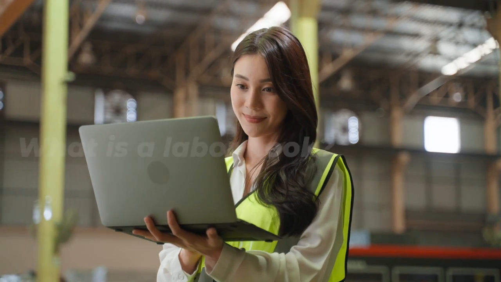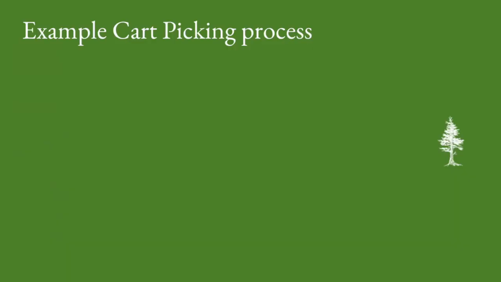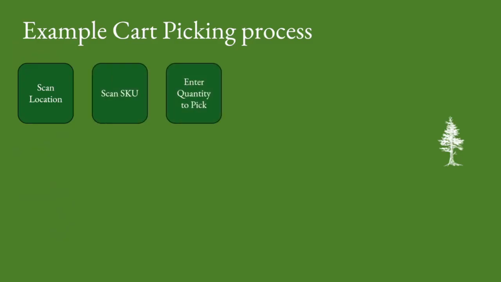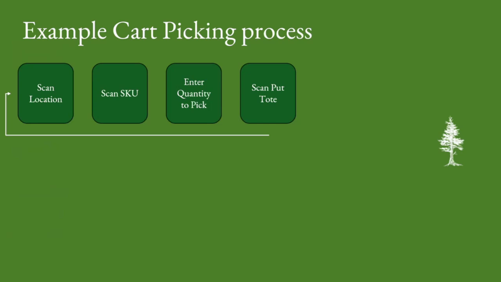To better understand a labor hook, first, let's talk about a really simple picking process that we can put the hooks into. For this example process, we'll start by scanning a location, then we'll scan the SKU and the quantity that we're picking. We'll scan the tote that we're putting our product to on our fork. We'll repeat that process to complete a pick task, and then we'll go to and drop to a staging location.